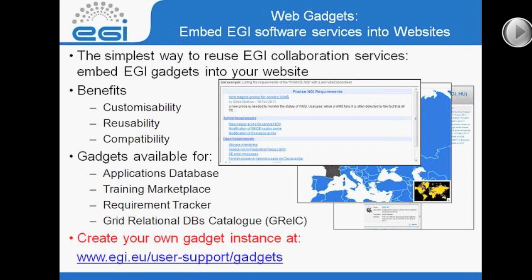So what this is typically useful for is that a community, such as the computational chemistry community, can create a customized view of applications or software entries from the application database and create that as a gadget embedded into its own website. So instead of sending people from your website to the EGI application database, you can present content from the EGI application database in your website, and you can make your website more informative with requirements, with training events, with applications and software entries, and so on. If you go to that gadget creator website, you can create a customized gadget for any of these 4 services.